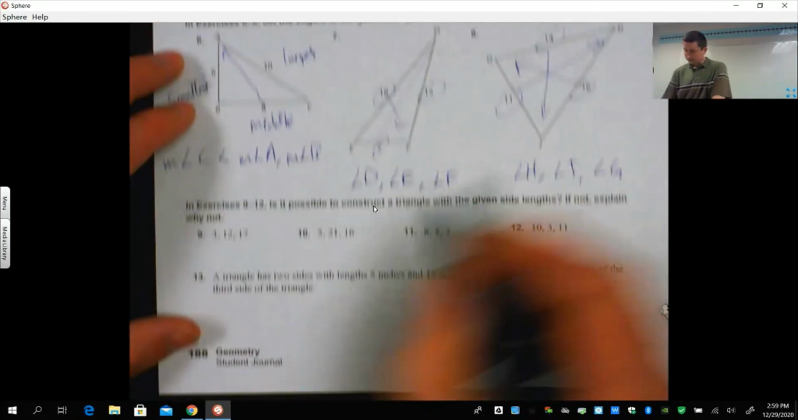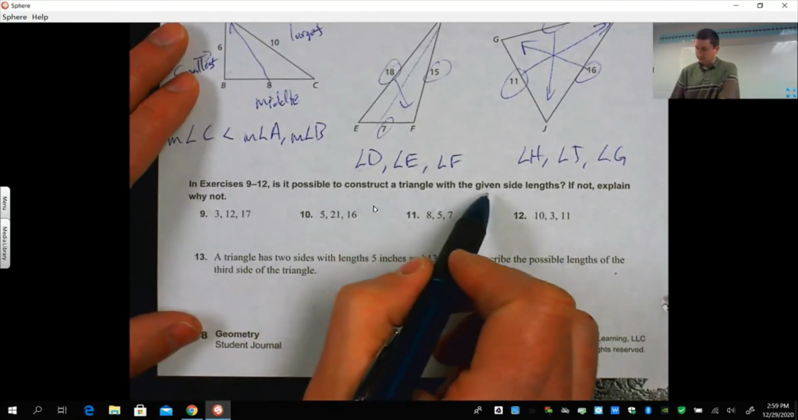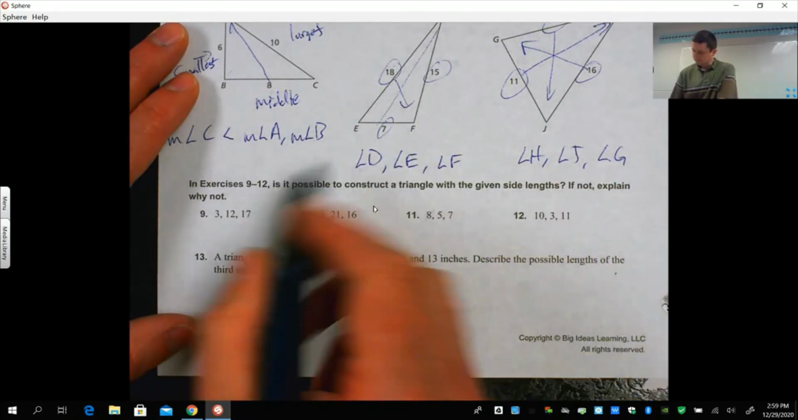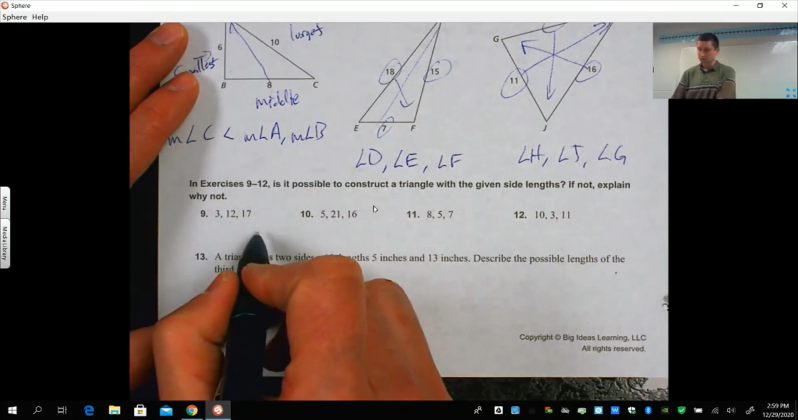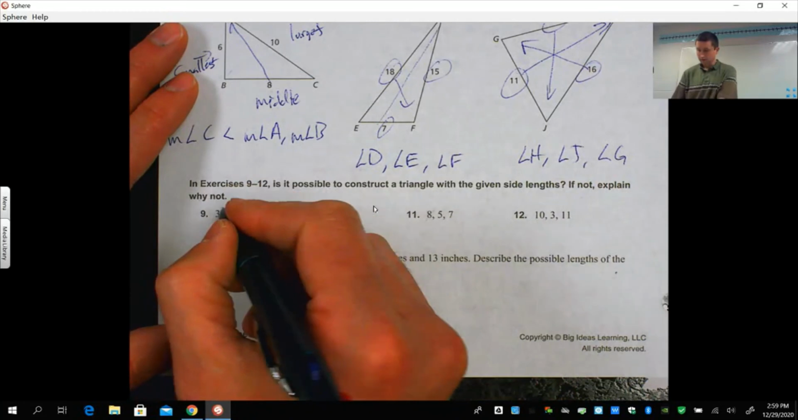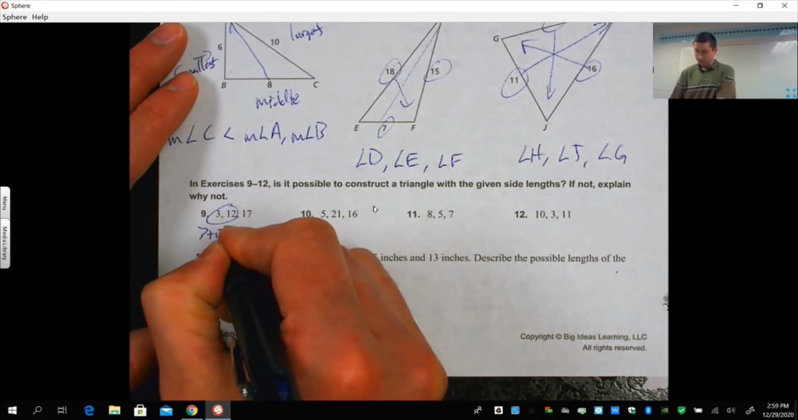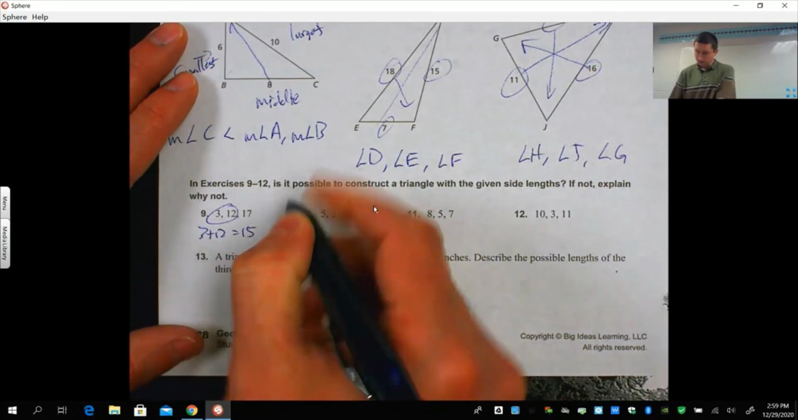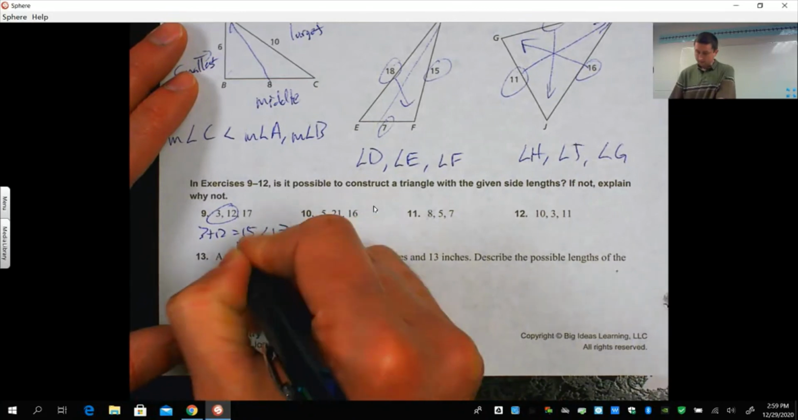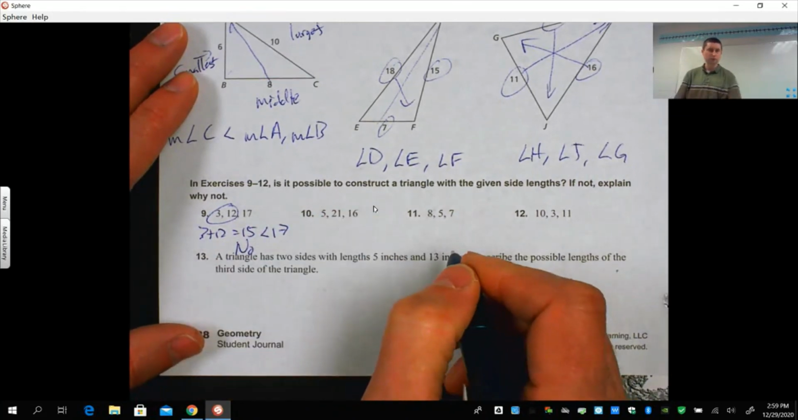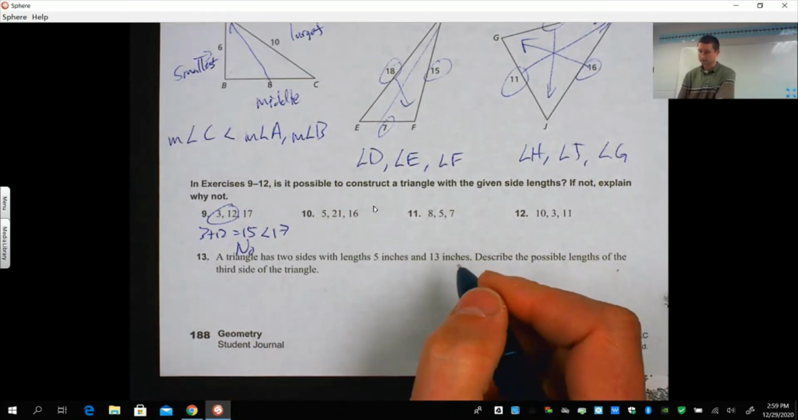Is it possible to construct a triangle with a given side length? If not, explain why not. Okay, this is when you take your two smaller ones and it has to be bigger than your third. So 3 plus 12 equals 15, which is less than 17. So no, there's your explanation. The two sides have to be greater than the third side.